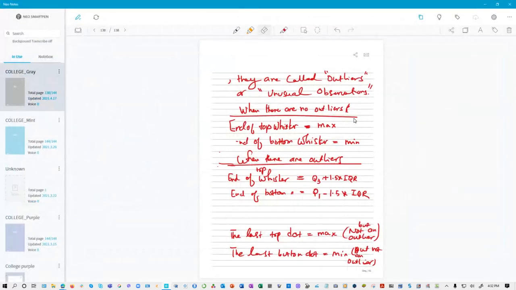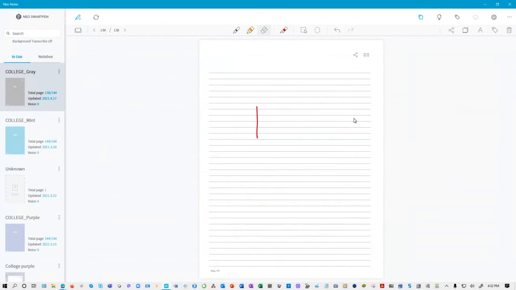To make it clear, on this side you have a box, then you have dots like this: dot, dot, dot. The top dot is the max. This point, if you want to know, is nothing but Q3 plus 1.5 times IQR. This is IQR.